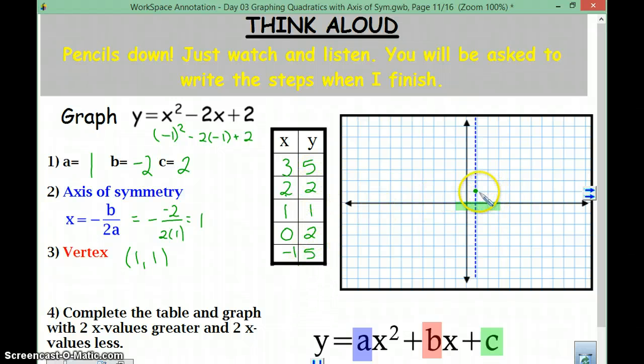It should be symmetric. We've already plotted 1, 1. Let's go ahead and plot 2, 2 and 3, 5. And on the other side, it should be exactly the same. It's going to be 0, 2, negative 1, 5. And now we're going to draw a nice line. Oh, I hope yours is better than mine. But it looks something like that. Going on and on forever. Okay? Let me give you another example.